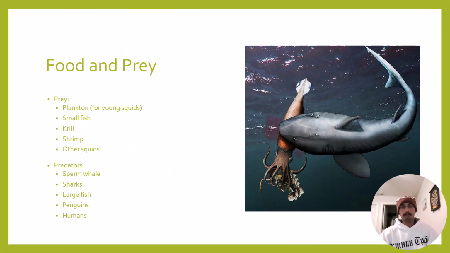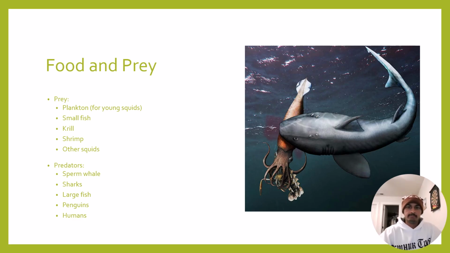So, how does squid get their food? Squids are carnivores, which means that their diet consists solely of other sea animals. When they're young, they tend to eat plankton, but as they grow, squid will eat small fish, krill and crabs, and shrimp. They'll also eat other squid that are smaller and weaker, even if they're the same species.